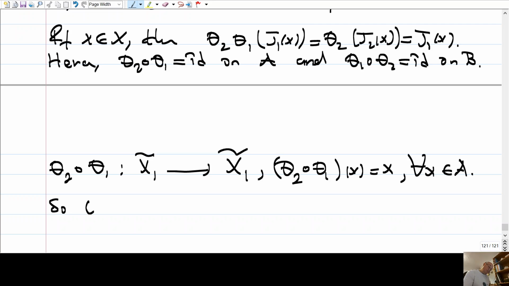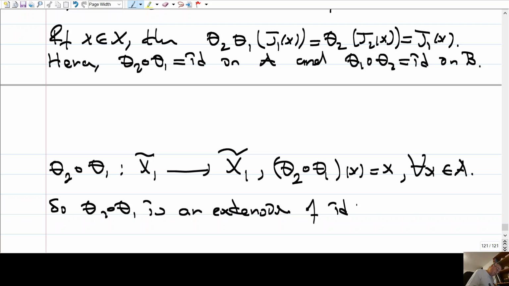So theta 2, theta 1 is an extension of the identity function from A to A, to x1 tilde, which is the closure of A.